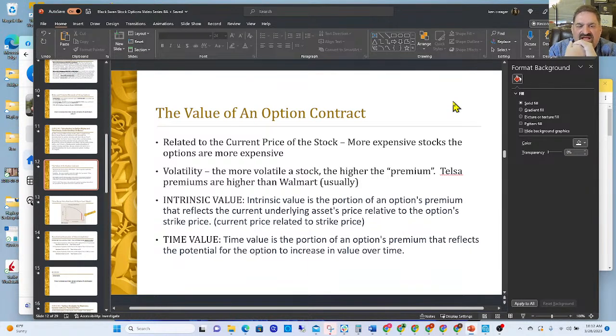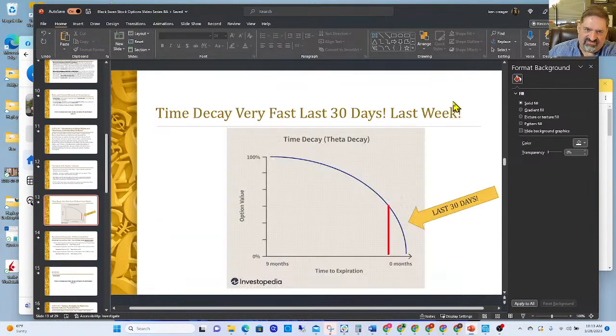Time value has to do with the portion of the option's premium that reflects the potential for the option to increase in value over time. And time value is really, really interesting, and this is what makes options super powerful, actually. So let me show you this little chart, because this is very eye-opening. So the time decay of an option, and this is why most options expire worthless. And this is why you can get a pretty good premium and get a discount.